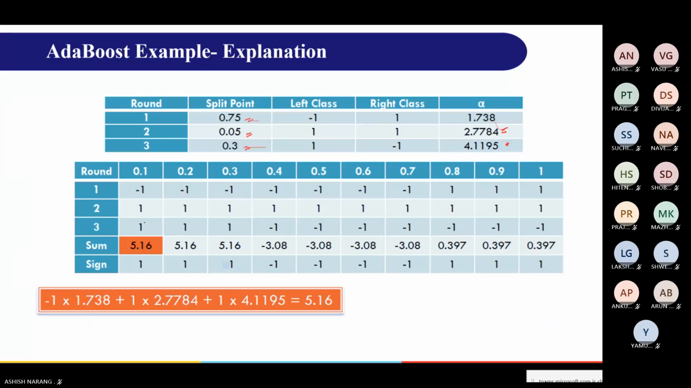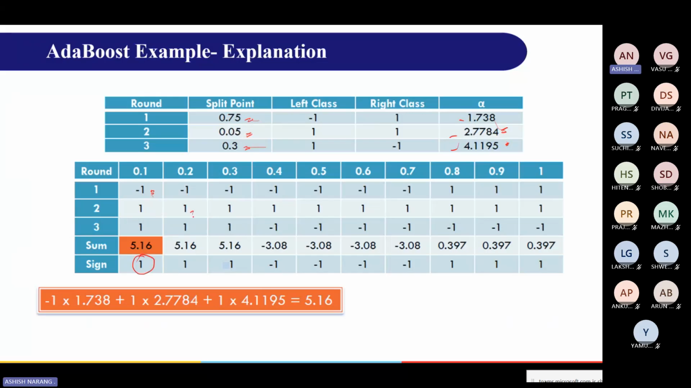So when we do this, based on importance, round one, it is -1. So the importance of this is 1.738. -1 into 1.738, 1 into 2.784, 1 into 4.1194. So basically add these two, subtract this. So this is 5.16. So a positive sum is there. So the prediction is 1.